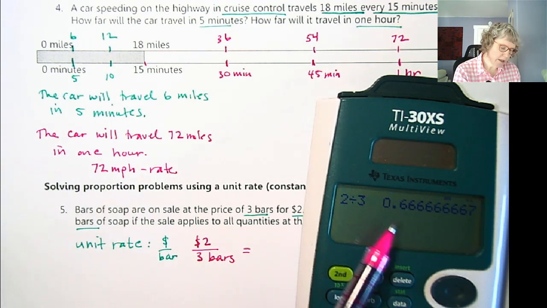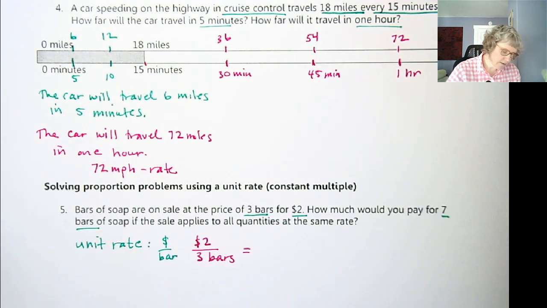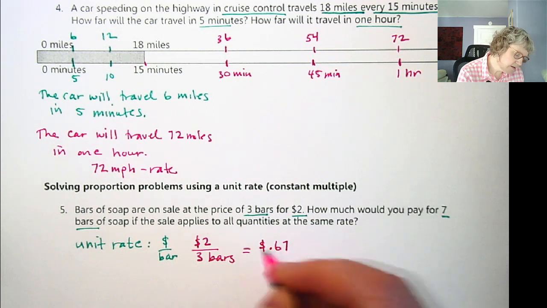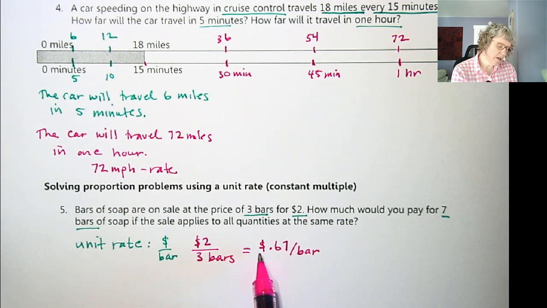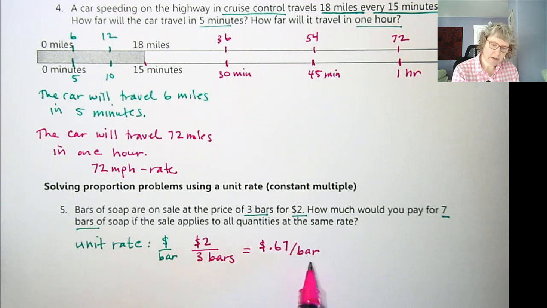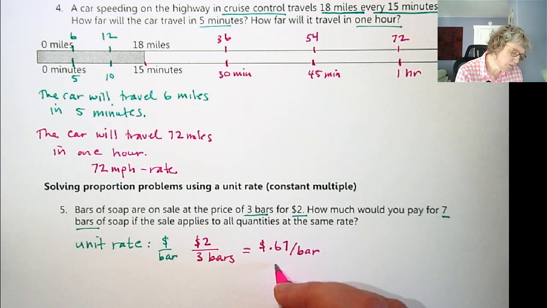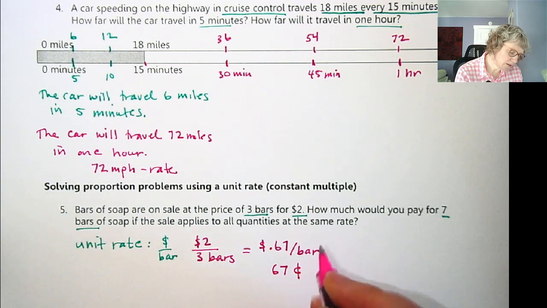0.67, because it's money, I'm going to round it at 0.67. Be 67 cents. 67 cents per bar. So I'm putting the dollar sign with 0.67 per bar. You may know that if you want to use the cent symbol, then you wouldn't use the decimal and you would put the cent symbol after. So this would be the same as 67 cents with the cent symbol per bar.